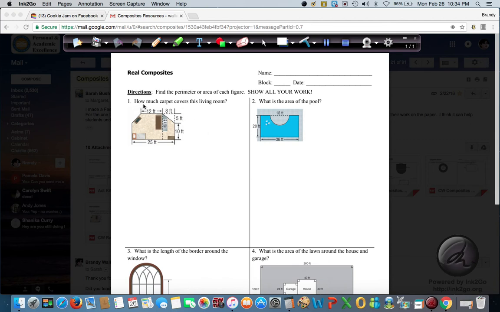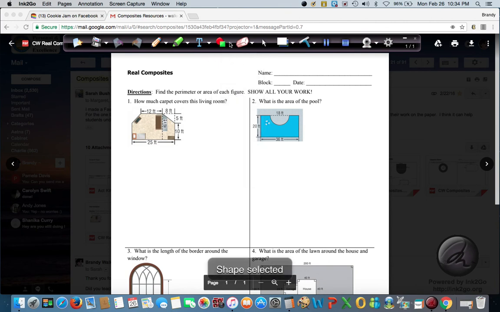So question number 1, how much carpet covers this living room? So we have an interestingly shaped living room. I see a trapezoid at the top and a rectangle at the bottom. So if I were to make the trapezoid line, it would be right here, and it would go up like that. That would be my trapezoid. And then I see my rectangle here at the bottom.